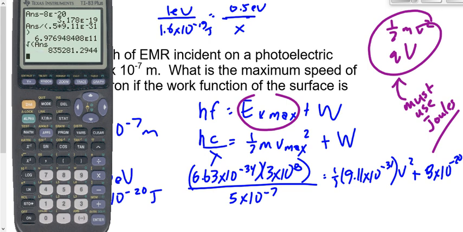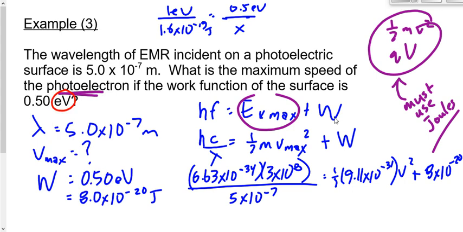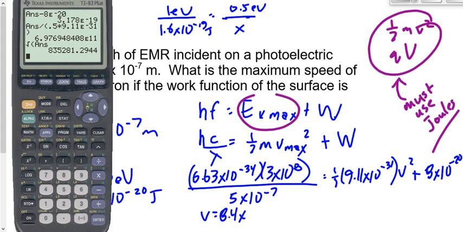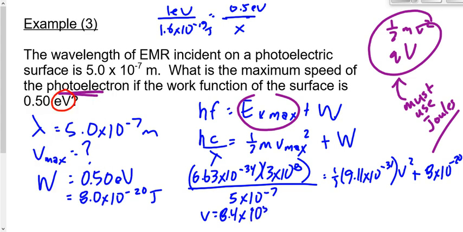And when I do, I end up getting 8.35, or 8.4 it should be, times 10 to the, I believe it was 5, 10 to the 5 meters per second. Pretty typical speed for a charged particle. Now, in this equation, you can see if I increase the energy of the photon, then what effect would that have on the electron? It would be more energetic, right? It would be moving faster because the left-hand side would be bigger.